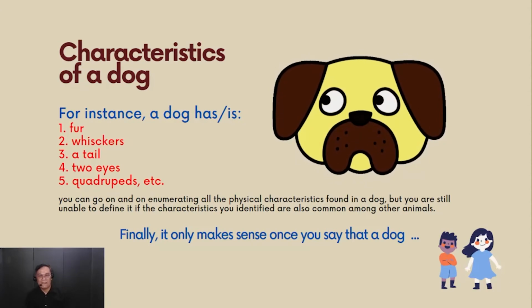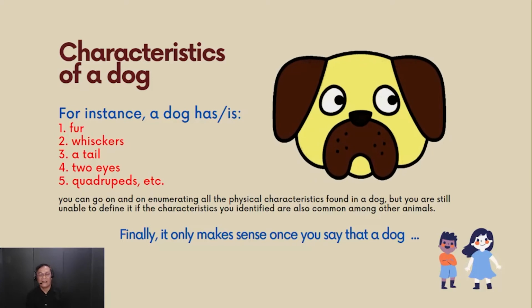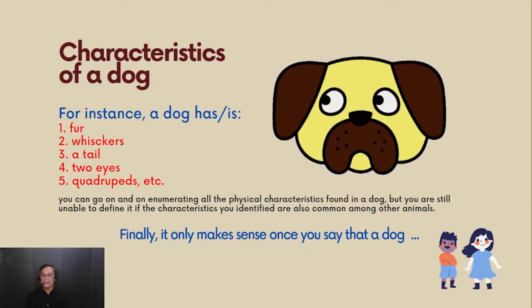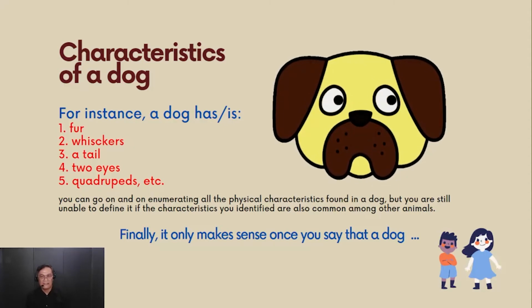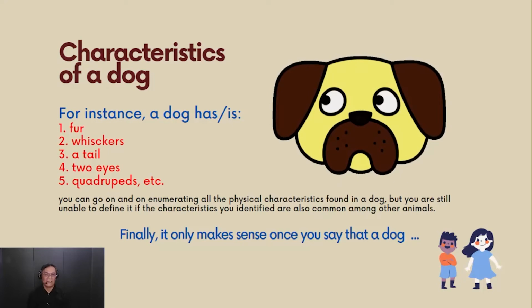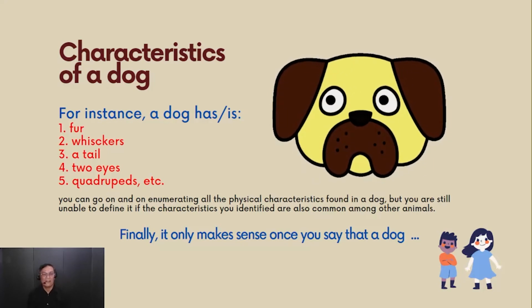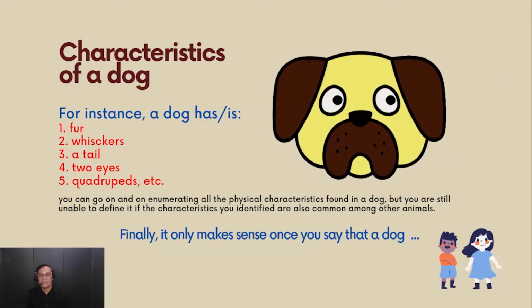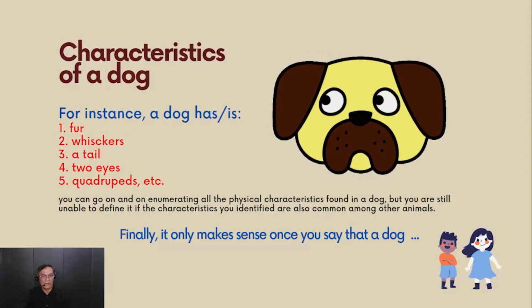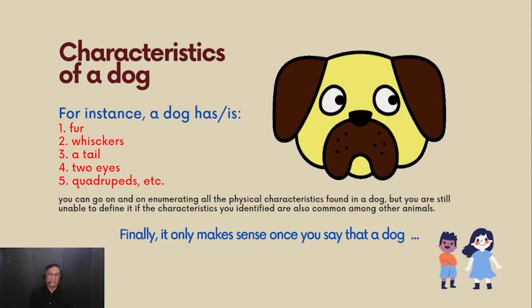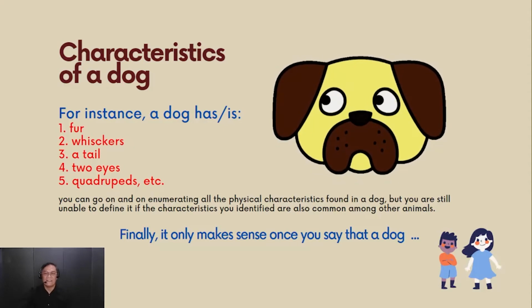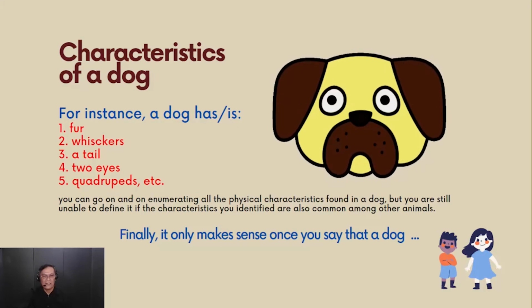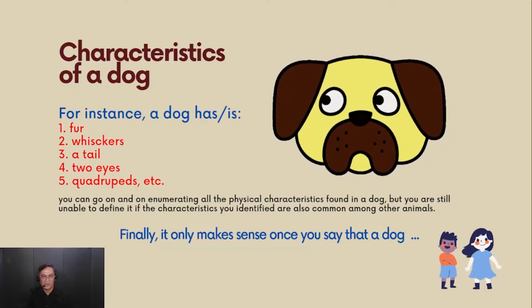As the initial step, Philo starts, of course, by enumerating the observable characteristics of the dog. He mentions, for example, that the dog has fur, the dog has whiskers, which are correct. We can observe that the dog possesses whiskers, so no doubt about it. He would further tell us that the dog has a tail, or he can even tell us that the dog has two eyes, and the dog is a quadruped, etc.